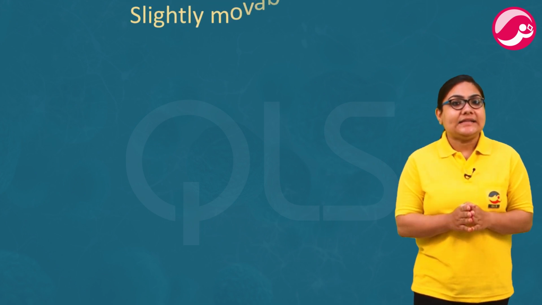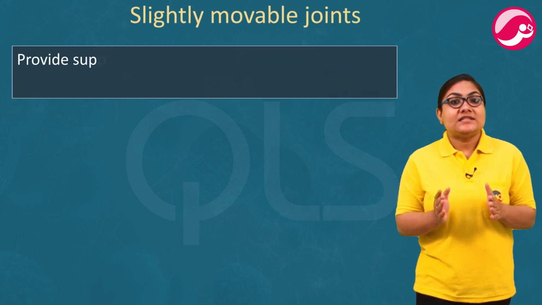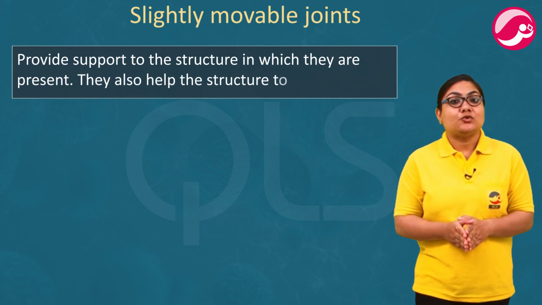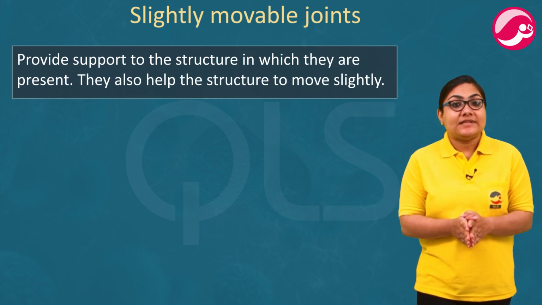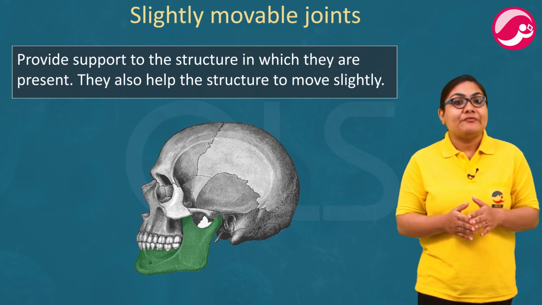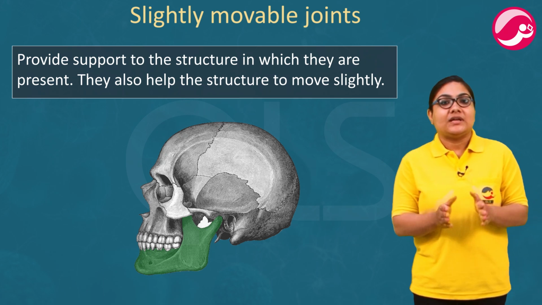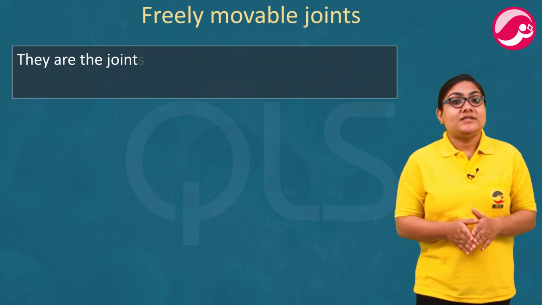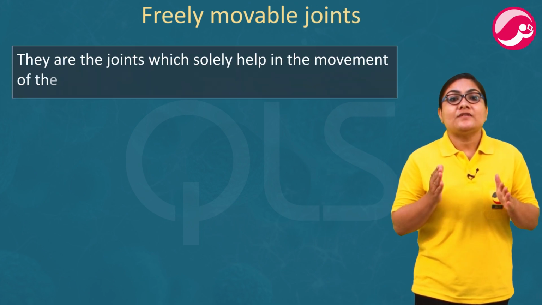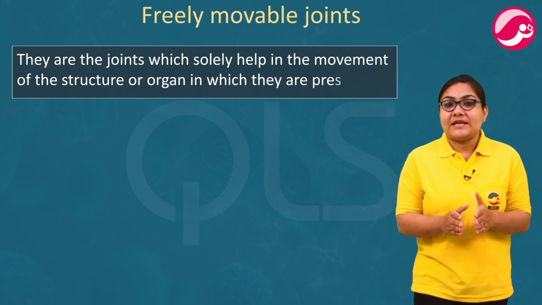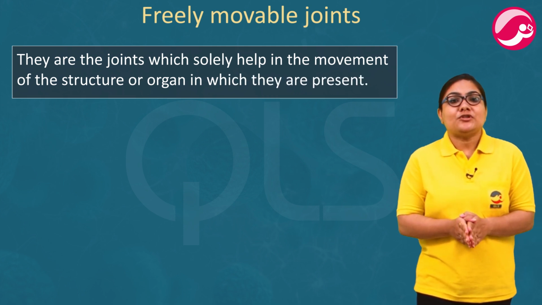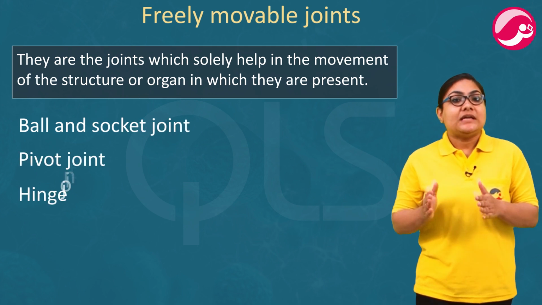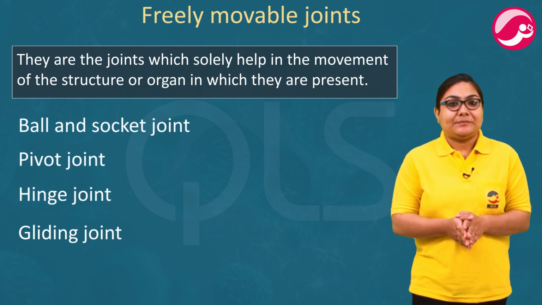Second is slightly movable joints. They provide support to the structure in which they are present. They also help the structure to move slightly. Examples include joint of the lower jaw which are slightly movable. Third is the freely movable joints. They are the joints which solely help in the movement of the structure or the organs in which they are present. Freely movable joints present in the body are ball and socket joint, pivot joint, hinge joint and gliding joint.